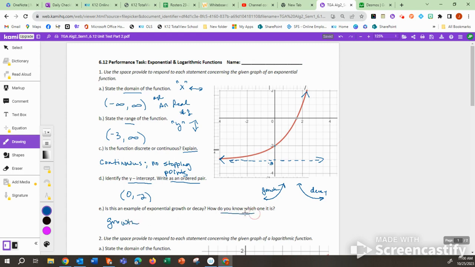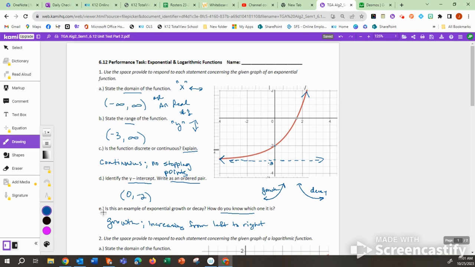And then it says, how do you know? And I would just say increasing from left to right. You could say as x increases, y increases. A couple different things that you can say for that.